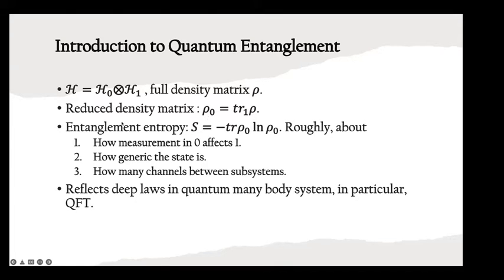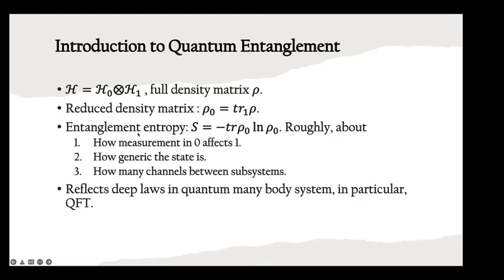From this reduced density matrix, you can define the standard entanglement entropy between the degrees of freedom corresponding to Hilbert space H0 and the degrees of freedom corresponding to Hilbert space H1. Roughly, this entanglement measures how, for example, a measurement in subsystem 0 affects the measurement in subsystem 1. It can also be used as a measure of how the state looks.